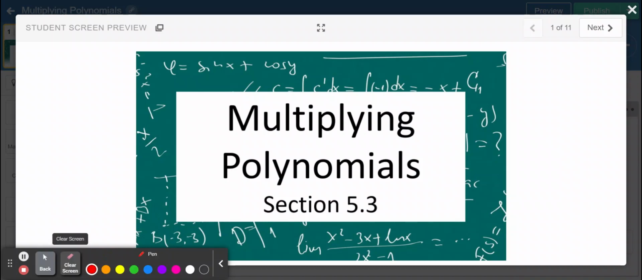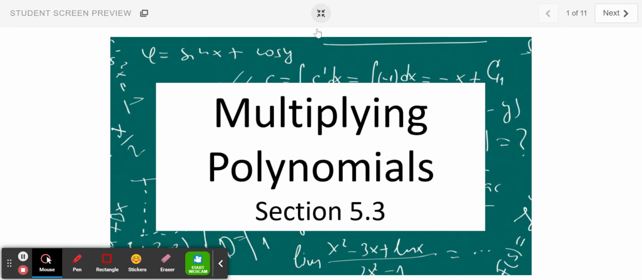All right, so now we're moving on to multiplying polynomials, which we've done a little bit in the warm-ups and stuff. I'm going to go through these real quick just in case you're not in class or something. So this corresponds to section 5.3 in your book.